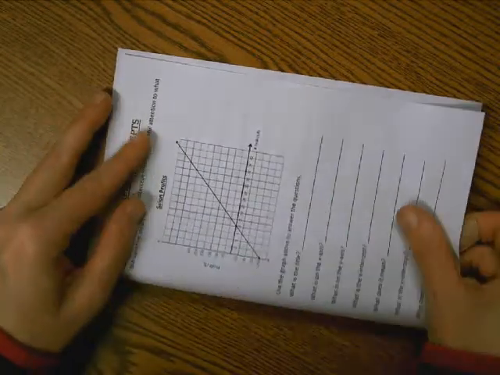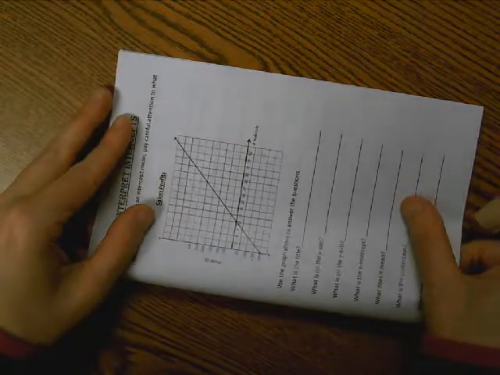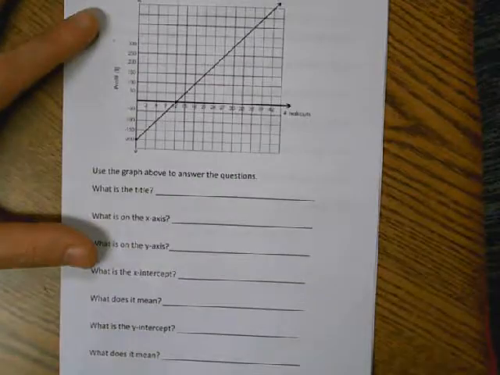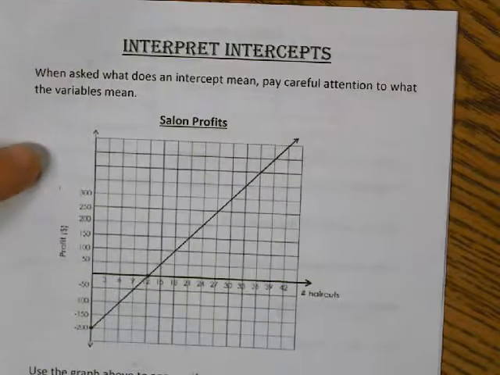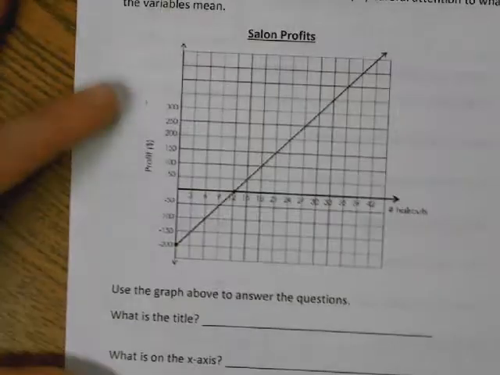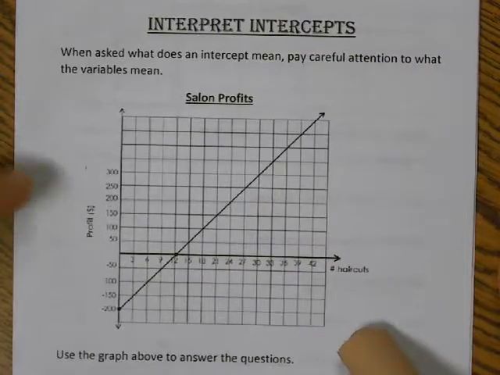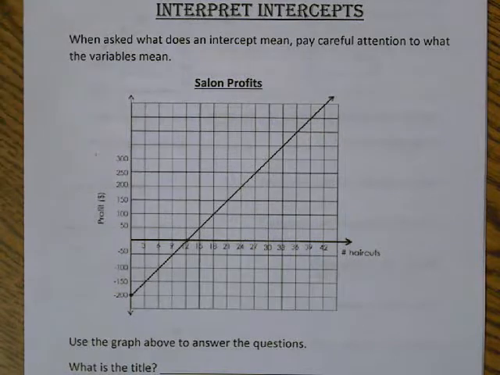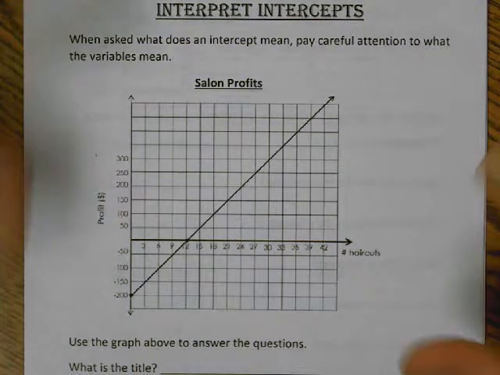So let's start with this first one. It's pretty easy to fold. So you're just going to fold it in half, just like so. And we are going to talk about the meaning, okay? So when asked to interpret what something means, you need to pay careful attention to the labels and what each of the variables mean, okay? So we're going to start by answering some questions about the graph.